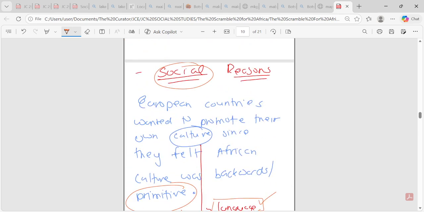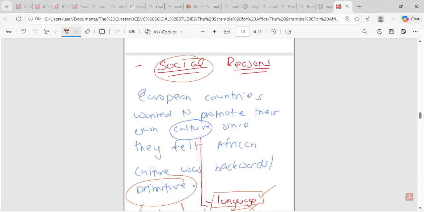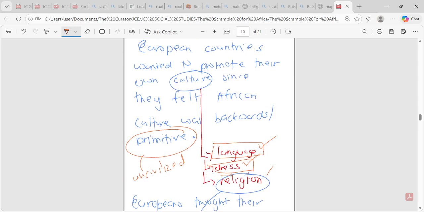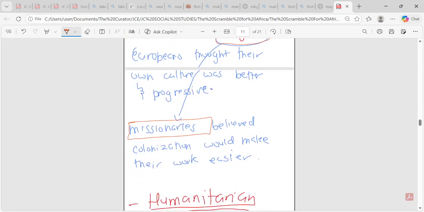So that's a social reason there. They wanted to promote their culture. Their culture involves religion. Missionaries pushed hard for their governments to colonize these countries.